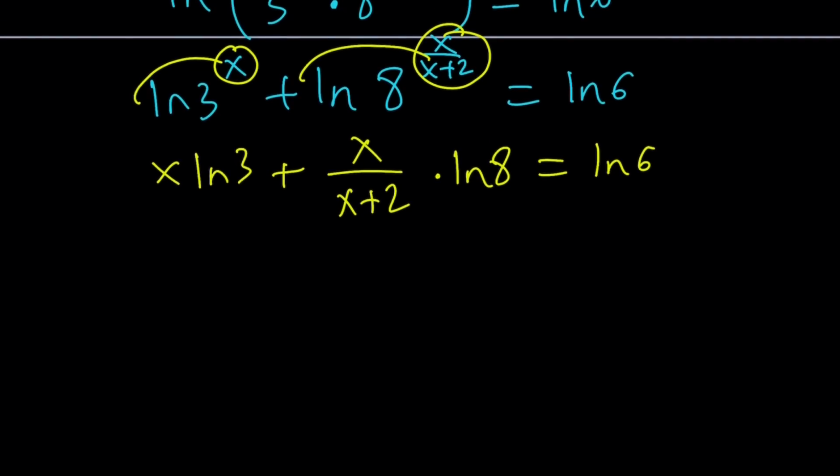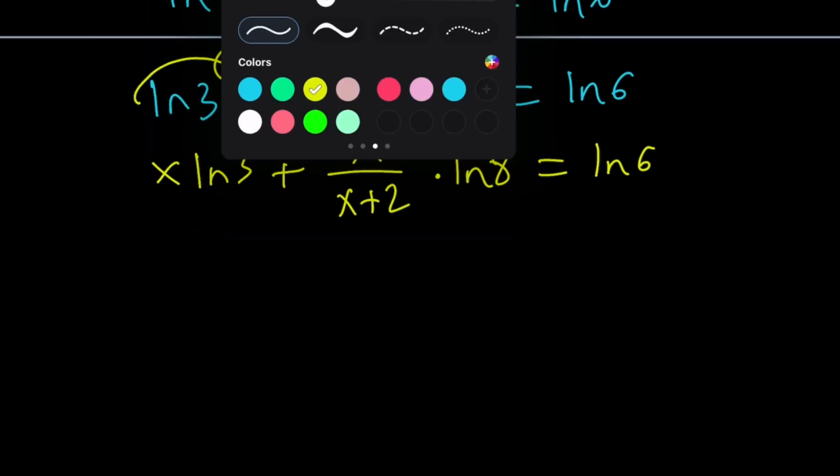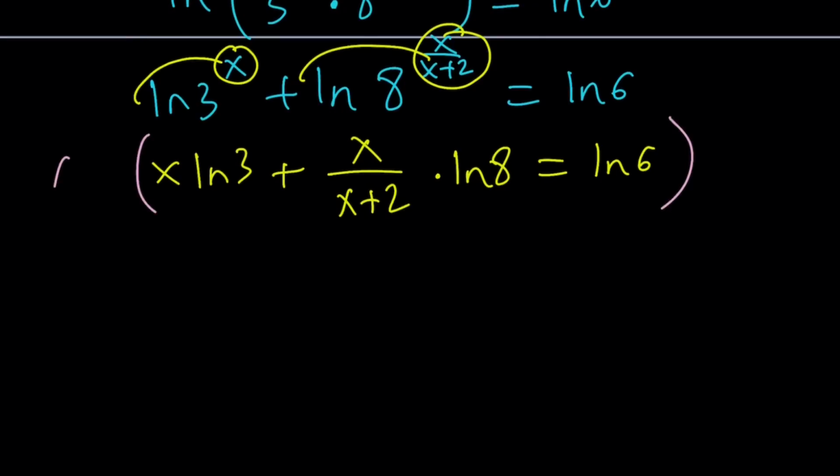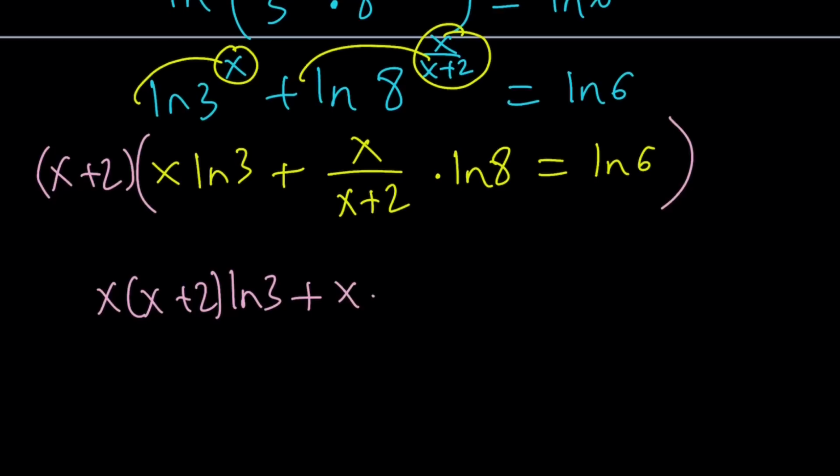Let's do the following. First of all, get rid of the fractions. Multiply both sides by x plus 2. If you multiply the whole thing by x plus 2, then you're going to get x times x plus 2 times ln 3 plus, x plus 2 is going to cancel out, x times ln 8 equals x plus 2 times ln 6. Awesome. And what do you see? x times x gives you x squared. And yes, this is going to be a quadratic equation.